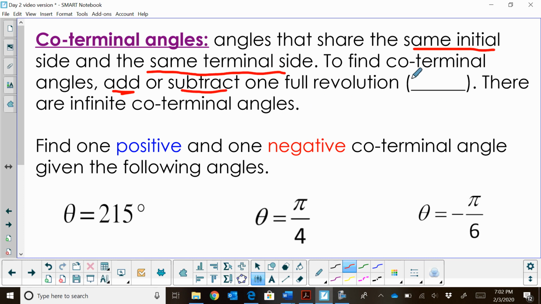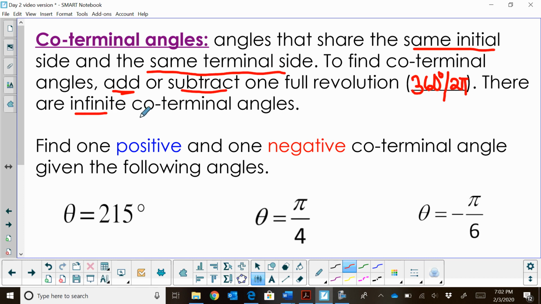So that full revolution in degrees is 360. But you could also be working in radians. So a full circle in radians is 2 pi. So we're going to add and subtract 2 pi depending on if we want a positive or negative coterminal.